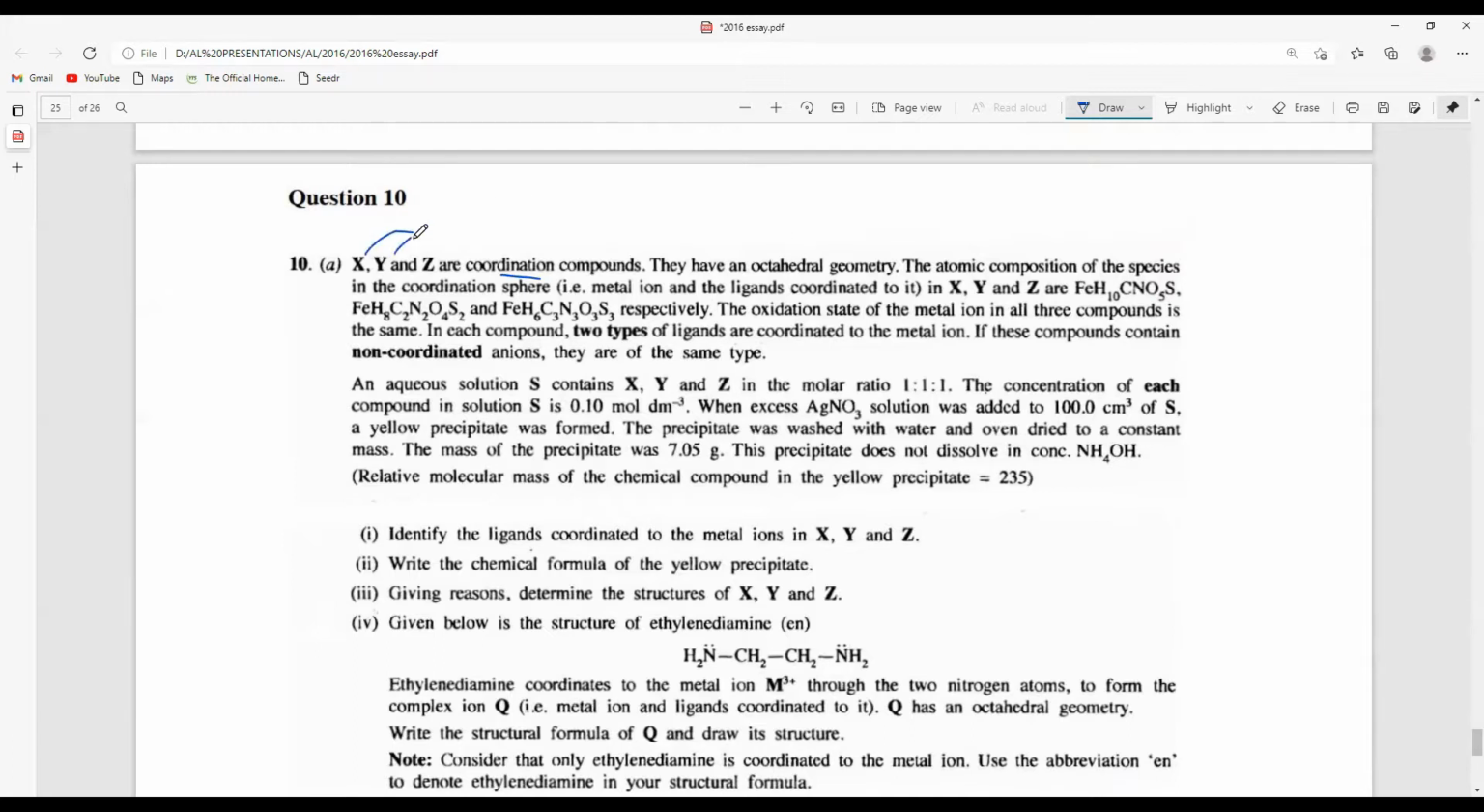So you have to understand in X, Y, Z, there should be 6 ligands in the inner coordination sphere. If this is metal M, there should be coordination number 6, and there can be some other charges outside. Oh wait, we don't know. Anyway, there should be 6 in the inner coordination sphere because the geometry is octahedral. The atomic composition of species in the coordination sphere of X, Y, Z are given. Okay, so we'll use this board.